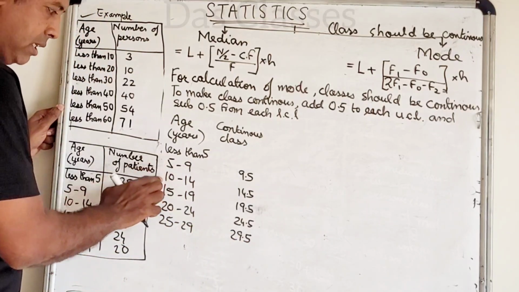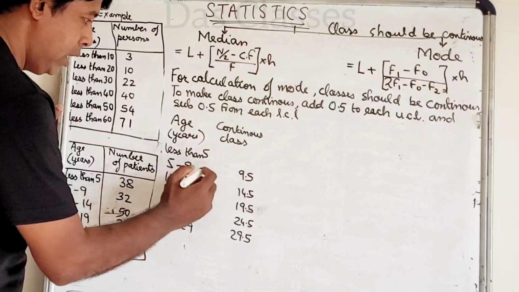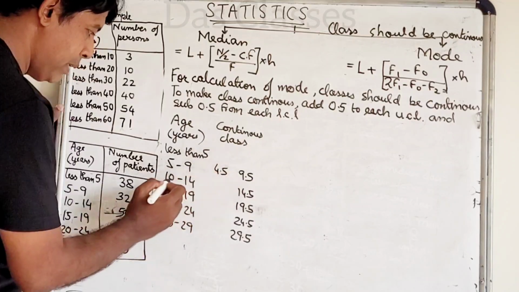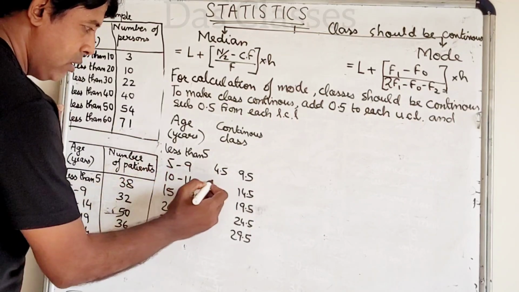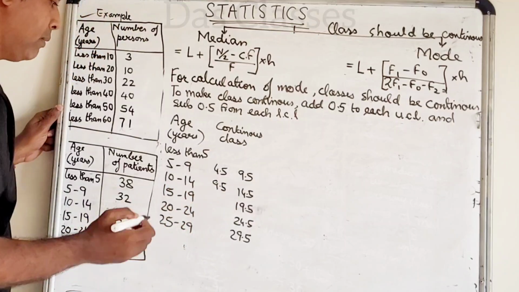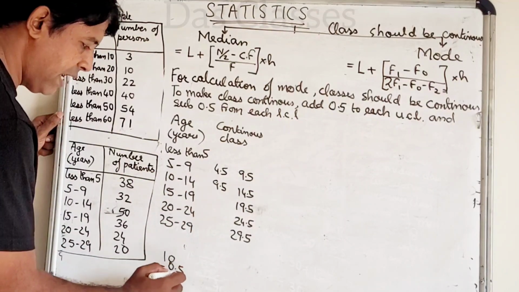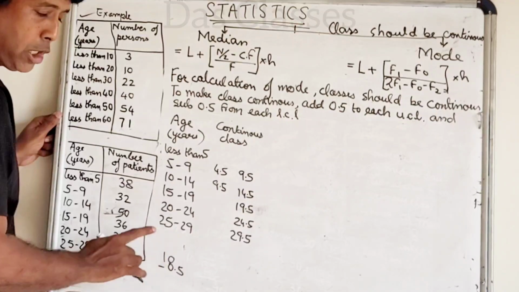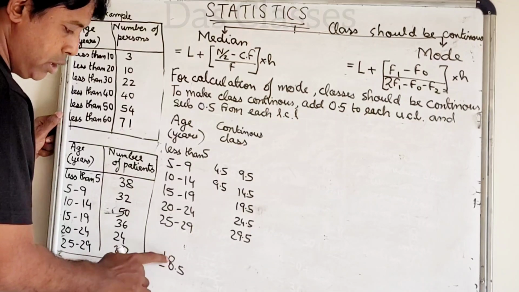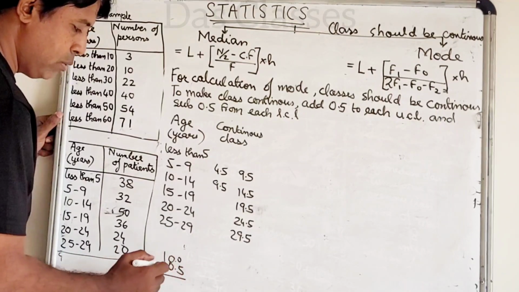And in this case, we have to subtract 0.5 from the lower class limit. So this will become 4.5. When you subtract 0.5 from 10, it becomes 9.5. How to subtract? You can see 10 minus 0.5. Under the unit place there should be the unit place, so under 0 will be a 0, and there's no 0 over here, so we'll write a 0.